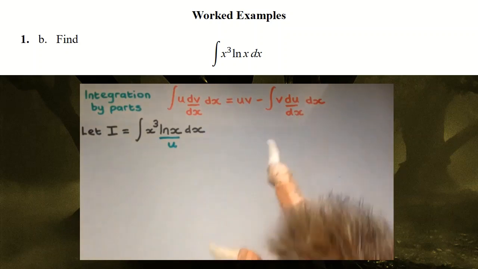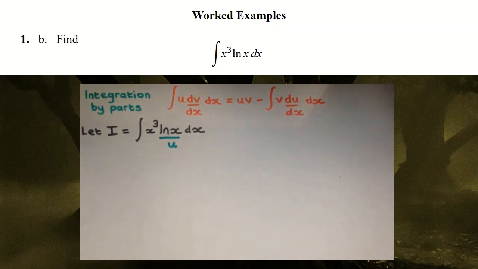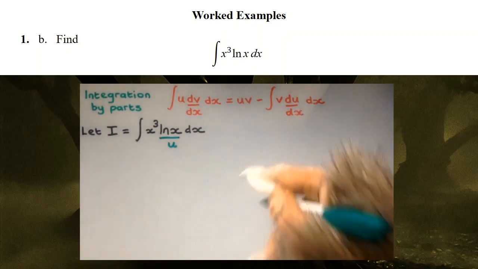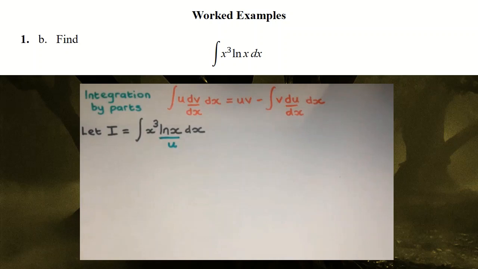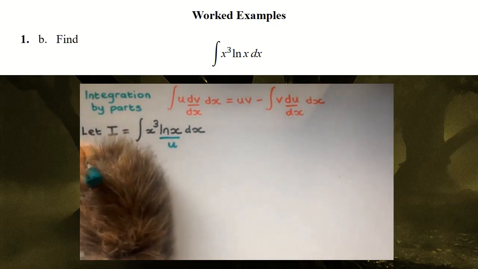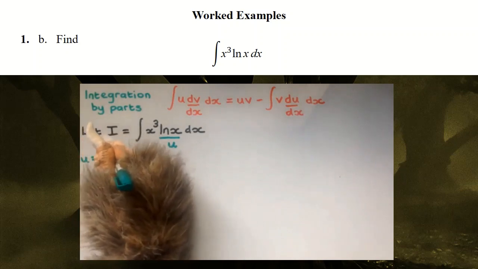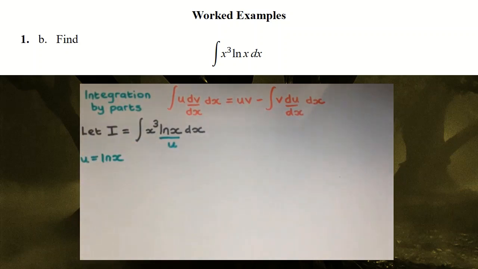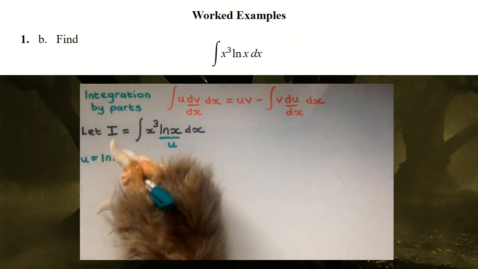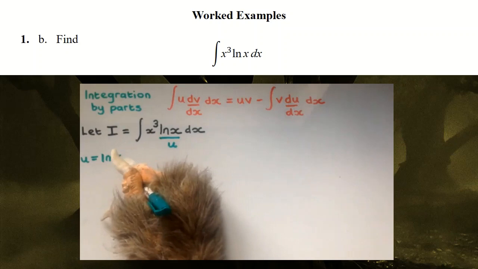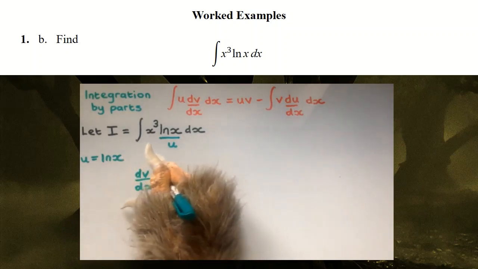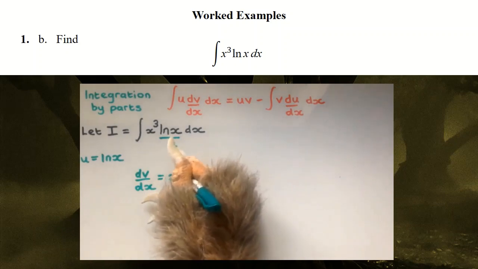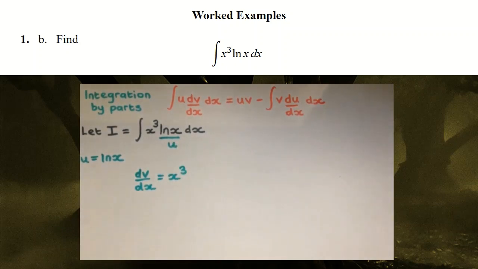Alright, so with that sorted, let's write down our 4 functions that we're going to be subbing in on the right hand side. Okay, so the first one we're going to write down is our u, which we've just decided is going to be the natural log of x. Okay, the second thing which we automatically know because we've decided that is that dv by dx is going to be x cubed. Right, that means that we can now write down du by dx and v. So let's do that.